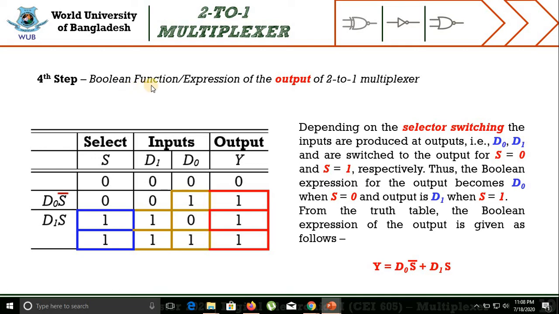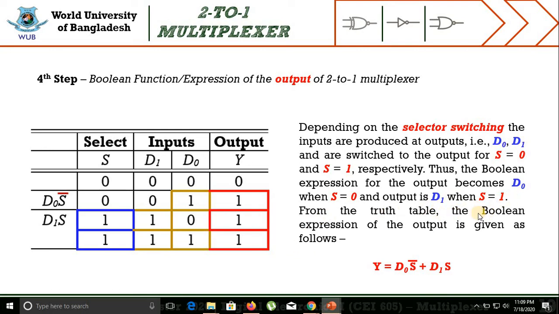The fourth step would be the Boolean function or expression of the output of the 2-to-1 multiplexer. We already know that a 2-to-1 multiplexer has one output, so the final Boolean expression should be just one. Depending on the selector switching, the inputs D0 and D1 are switched to the output for select line S equals 0 and S equals 1 respectively. Thus, the Boolean expression for the output becomes D0 when S equals 0 and the output is D1 when S equals 1.